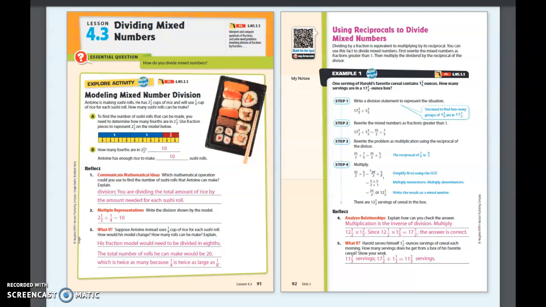Sixth grade answer key for lesson 4.3, dividing mixed numbers. So in the Explore Real World activity, we're modeling mixed number division.